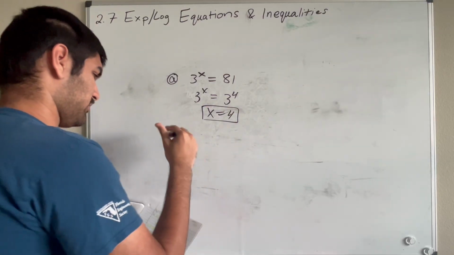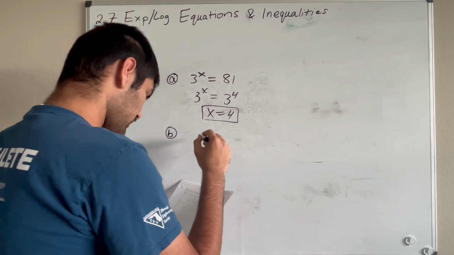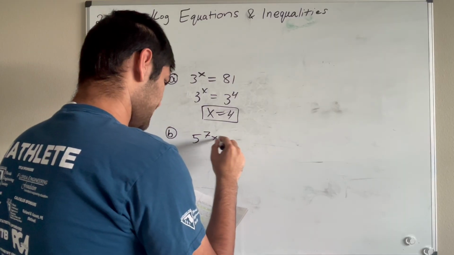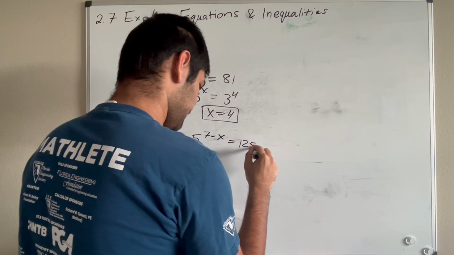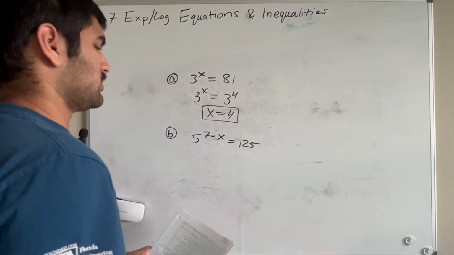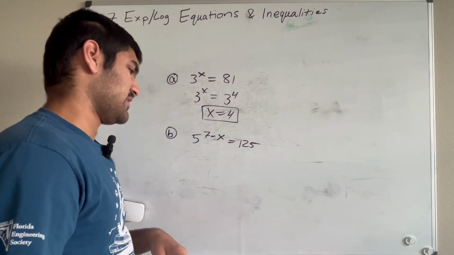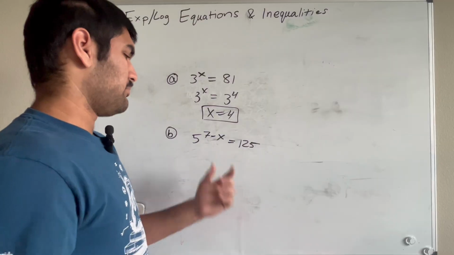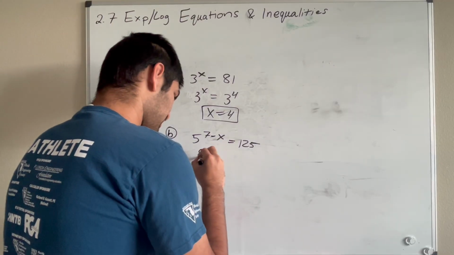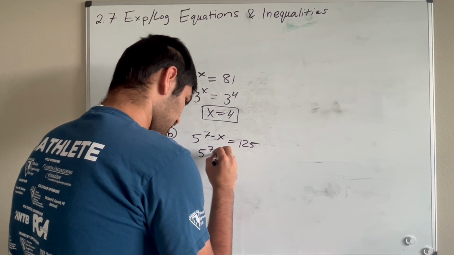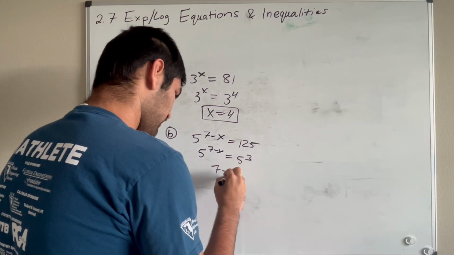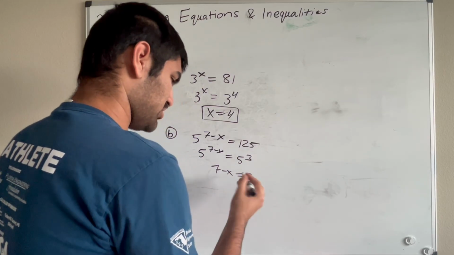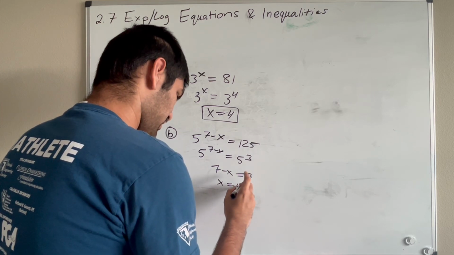All right, so let's do another one. So if you had 5 to the 7 minus x is equal to 125. Again, you could just take log base 5 of both sides and then get the correct answer. But if you look at this for a little bit longer, you can notice that 125 is just 5 cubed. And now you're just solving 7 minus x is equal to 3, which is much easier, and you get x is equal to 4 again.